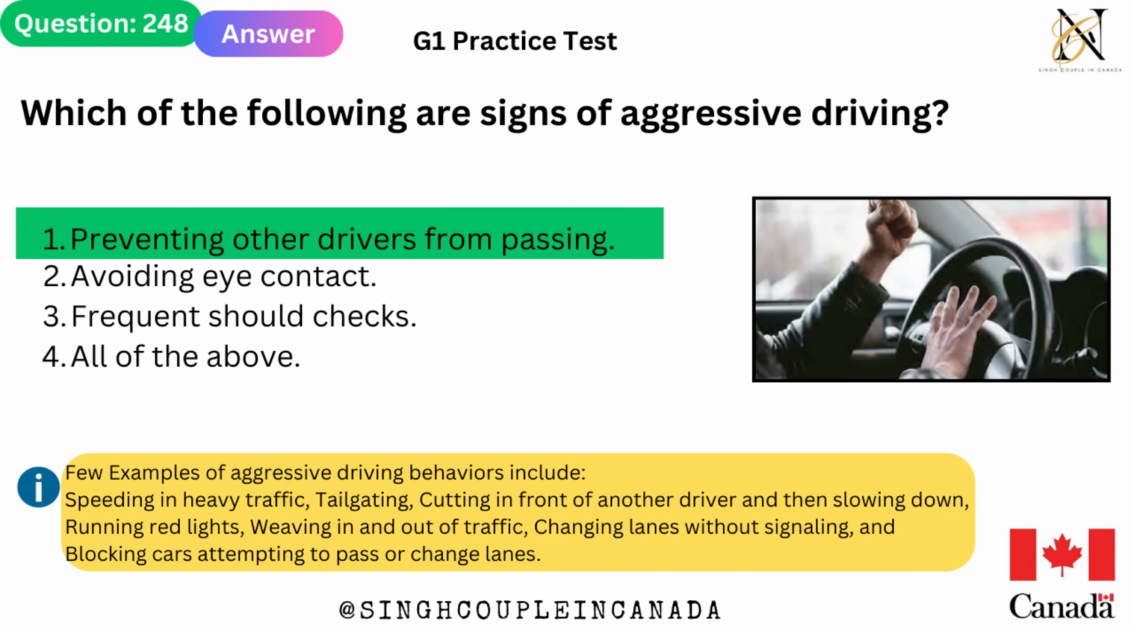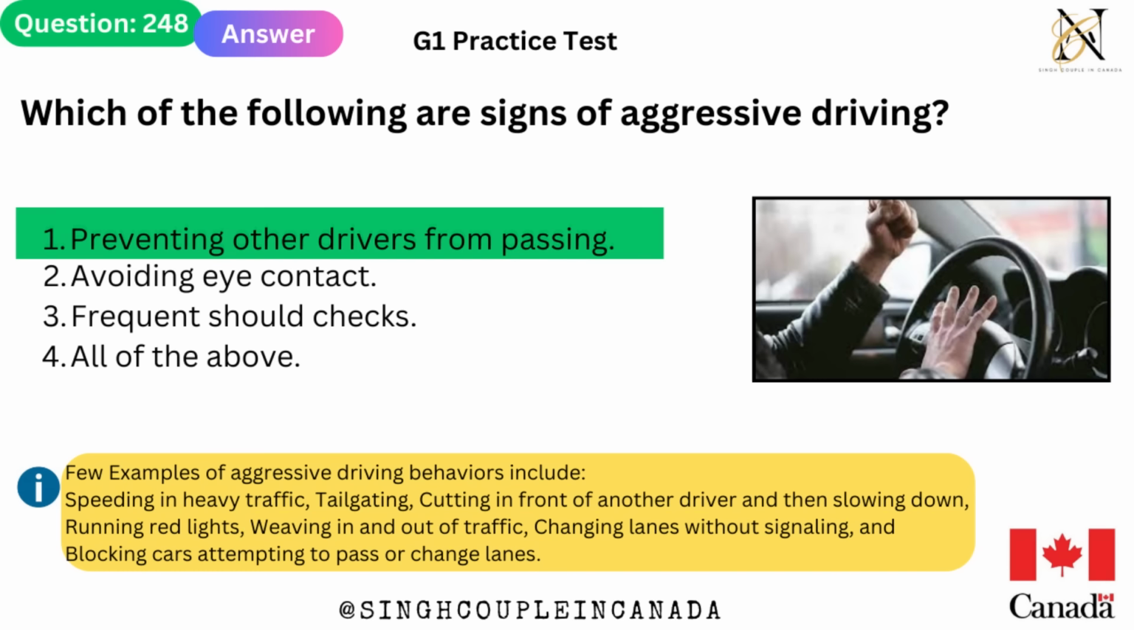A few examples of aggressive driving behaviors include speeding in heavy traffic, tailgating, cutting in front of another driver and then slowing down, running red lights, weaving in and out of traffic, changing lanes without signaling, and blocking cars attempting to pass or change lanes.